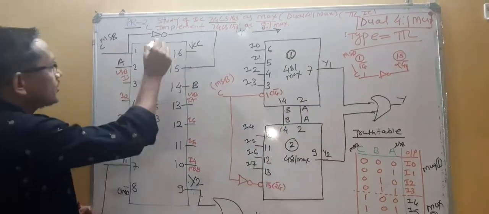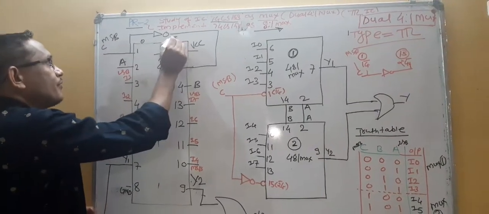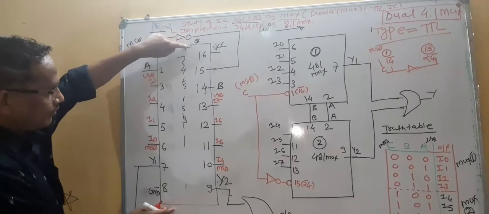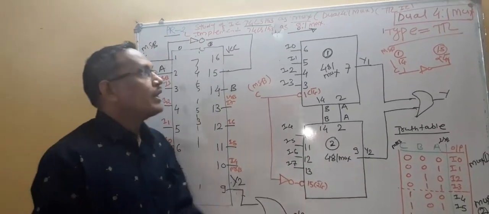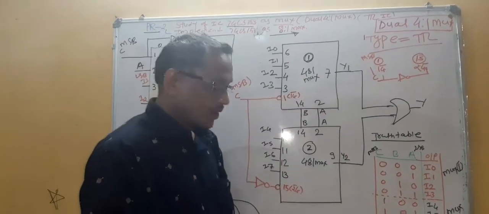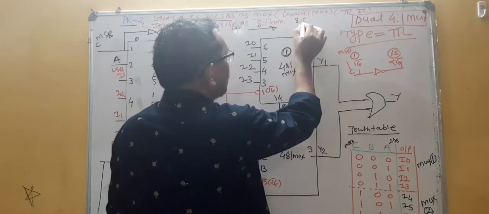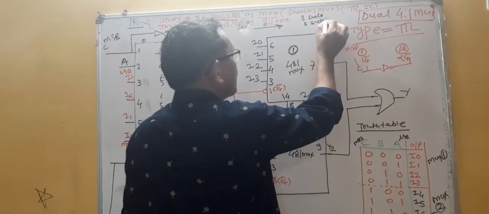That means this is the first part, the first 4:1, and this is the second 4:1. In the previous part, we implemented only half of this 74LS153, but right now I want to use the whole IC to implement the 8:1 multiplexer. For an 8:1 multiplexer, I require a total of 8 data inputs and 3 select inputs as per the concept of the multiplexer.